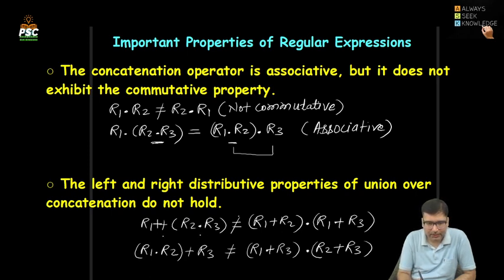So please do remember, union operator is not distributive over concatenation operator, but concatenation operator is distributive over union, as we have seen in the previous example. So if you want to distribute this plus operator, that is union operator, over this, if you want to write R1 plus R2 concatenation with R1 plus R3, it will not be equivalent because union is not distributive over concatenation.